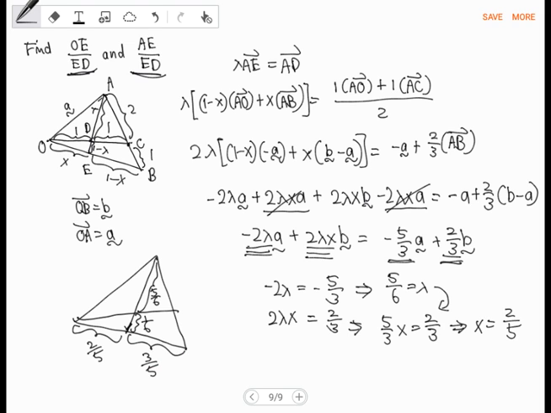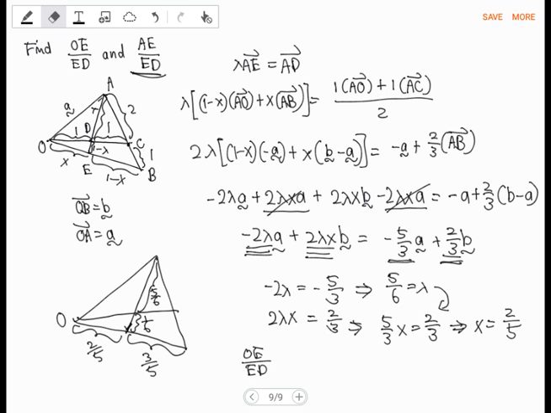And now if we go back to the ratio OE over ED, or maybe I got the question wrong. Give me a minute, I'm going to check the question. Sorry, the question is OE over EB.